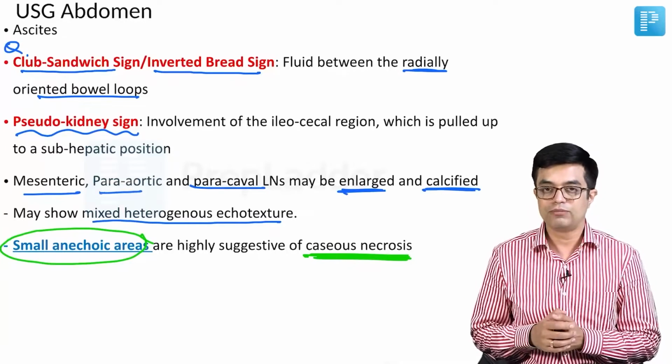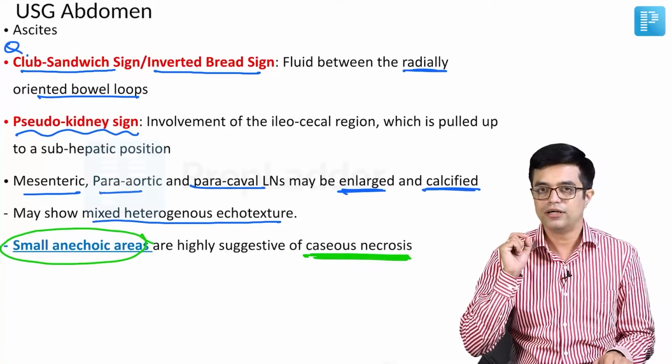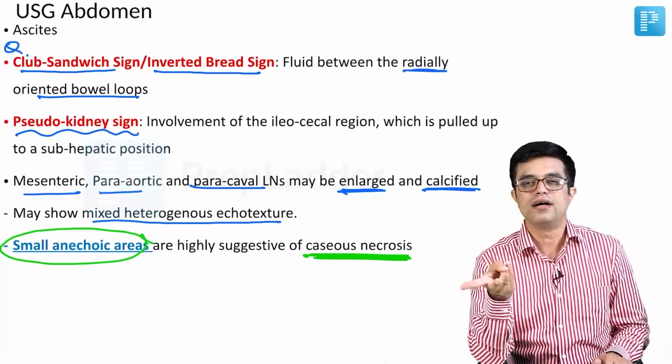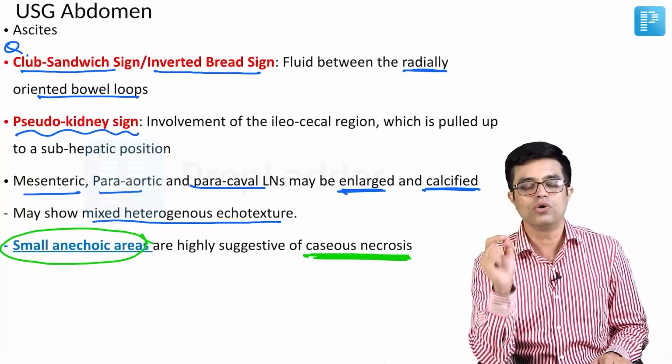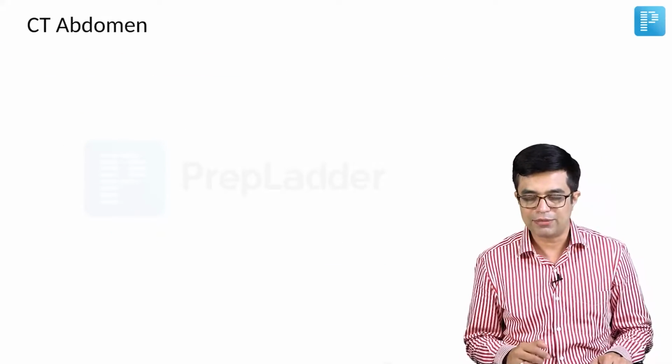Eventually, obviously, you need to do a biopsy and look at the overall picture, but this is a very useful clue for your exams: lymphomatous enlargement of lymph nodes versus tubercular enlargement of lymph nodes, how you differentiate on ultrasonography. Look for anechoic areas. Next is your CT scan, CT abdomen.